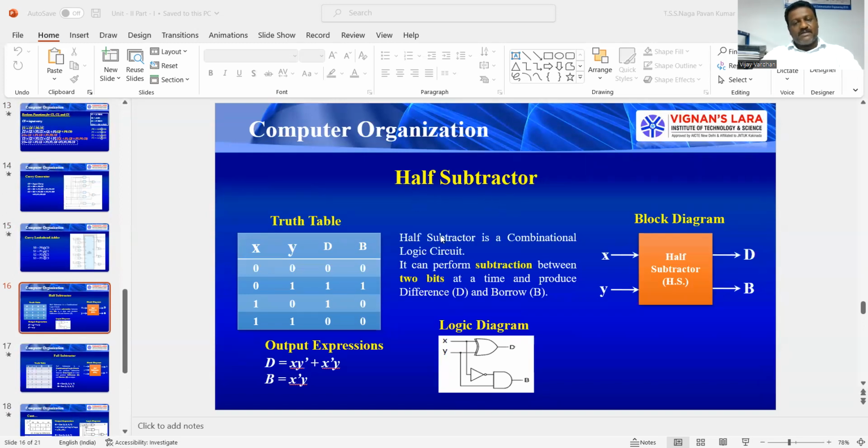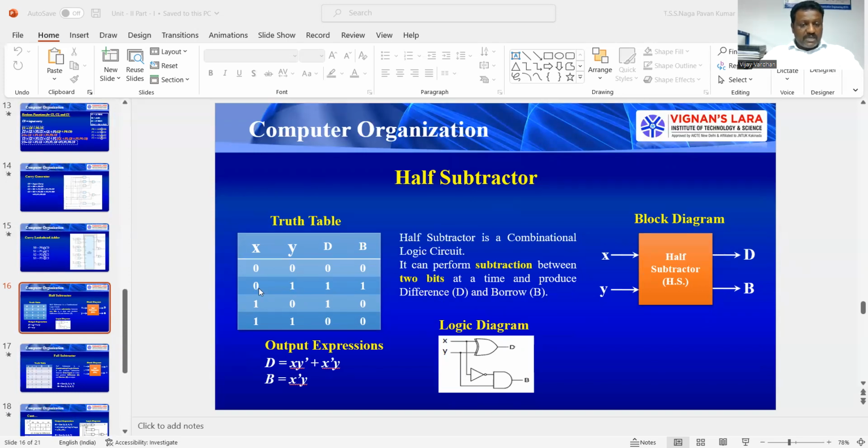And next coming to the half subtractor. What is a half subtractor? It is a combinational logic circuit which can perform a subtraction between two inputs or two binary bits at a time, and it will produce difference and borrow as the outputs. Again, it's a block diagram representation. It has two inputs and two outputs, and its truth table is like this. X and Y are the inputs: 0 minus 0, difference 0 borrow 0; 1 minus 0, difference 1 borrow 0; 1 minus 1, difference 0 borrow 0.